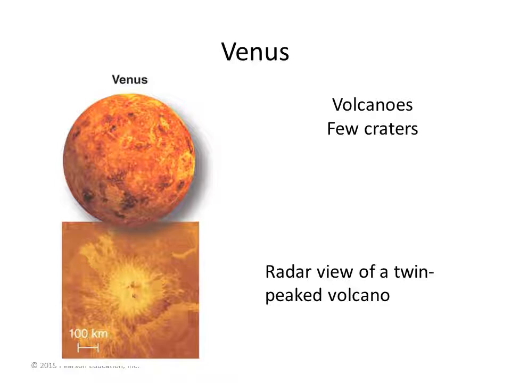Here's a photograph of Venus and another inset, another close-up. We see that Venus has evidence of volcanoes and some craters. This is a radar view of a twin-peaked volcano. So apparently there were two volcanic vents that reached the surface here.